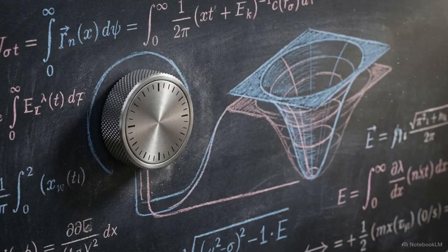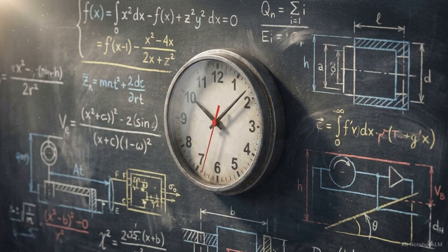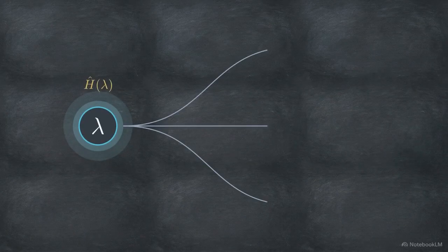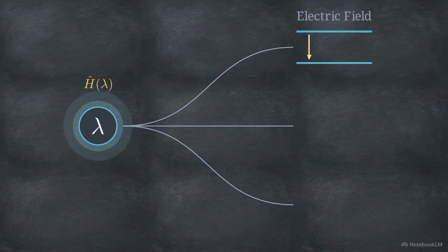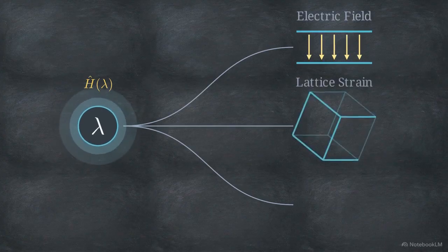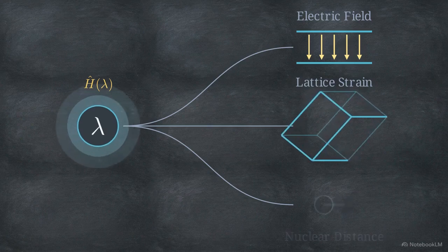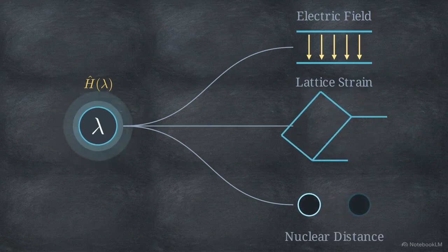We begin with systems where the disturbance is tied to a tunable external variable, rather than directly to a ticking clock. We denote this parameter as lambda. It represents a physical dial we can turn in a laboratory, such as the strength of an applied electric field, the strain on a crystal lattice, or the distance between two atomic nuclei.